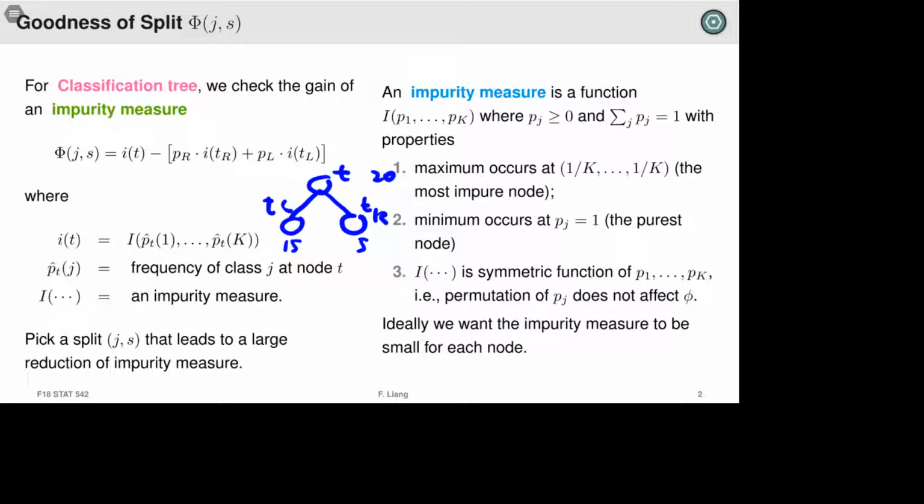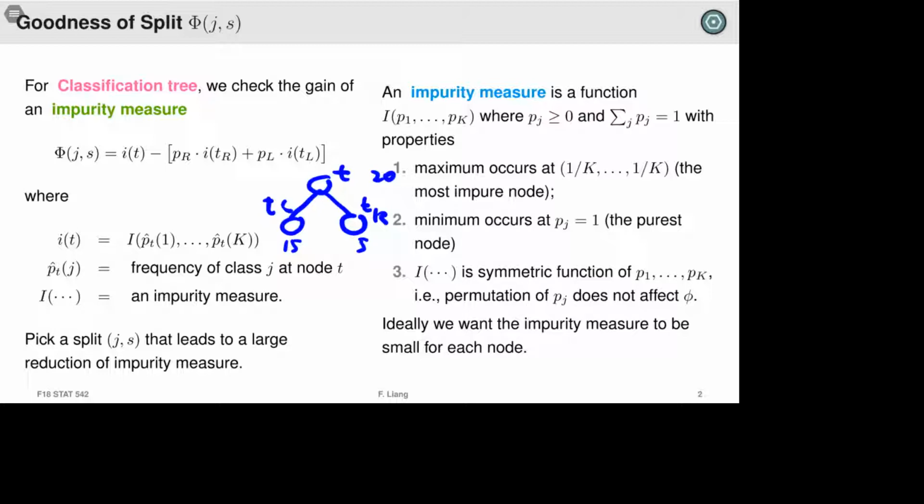And our impurity function usually is a symmetric function because if you have a percentage distribution, 40% versus 60%, it's the same impurity as 60% versus 40%. So it's symmetric if you shuffle those probability vectors. So ideally, when we are doing classification, we want the impurity measure for every node to be small. So impurity plays the same role as residual sum of square now.